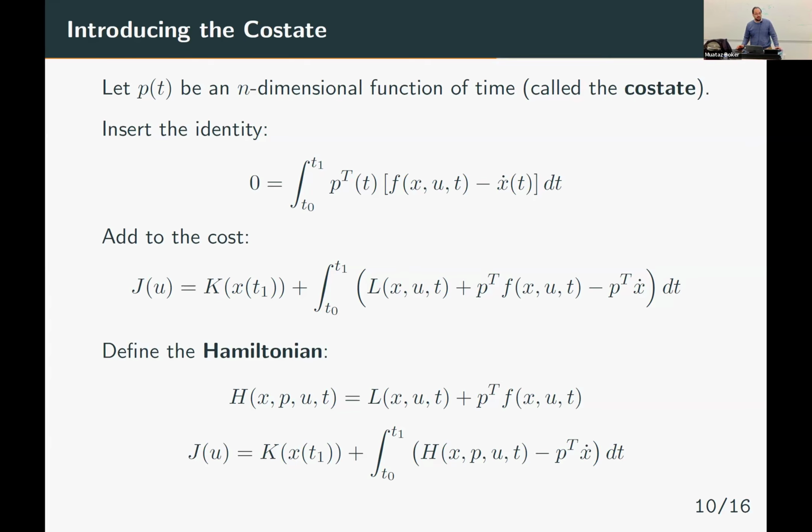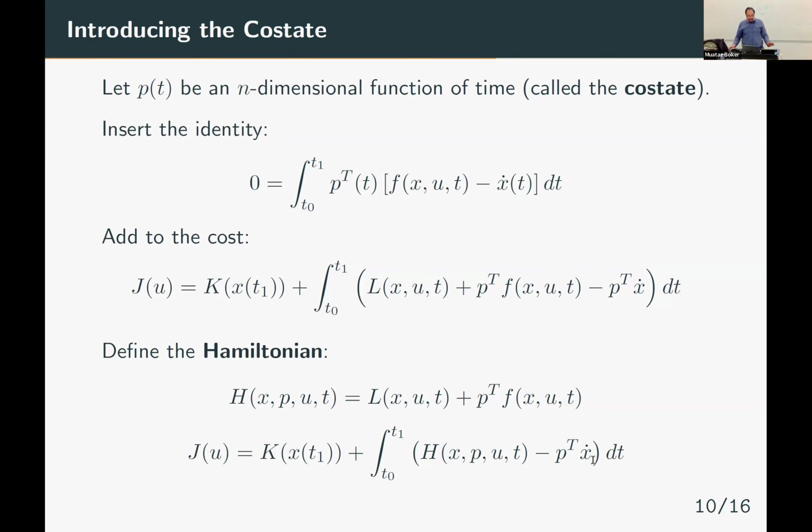Now define the Hamiltonian. The Hamiltonian is actually one of the principles of this course, right? Basically, we are going to define the Hamiltonian function as L plus P transpose F, this positive term here. Okay, that's the Hamiltonian. So the cost function will be terminal cost plus integration from t naught to t1 of H minus P transpose x dot.